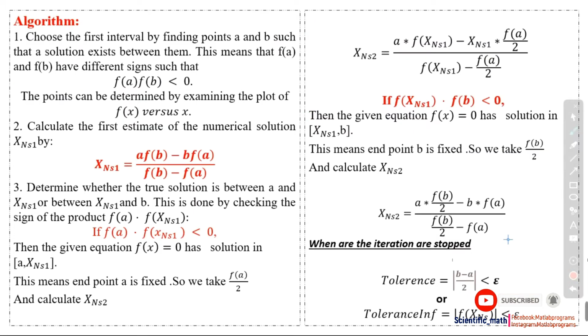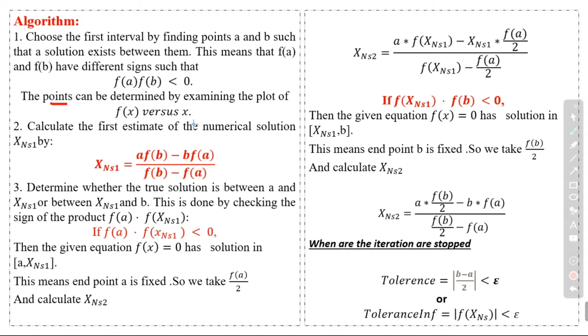Algorithm for modified Regula Falsi method. Choose the first interval by finding points A and B such that a solution exists between them. This means that f of A and f of B have different signs, such that the product of function at A and B is less than 0. The points can be determined by examining the plot of the function f of x versus x.